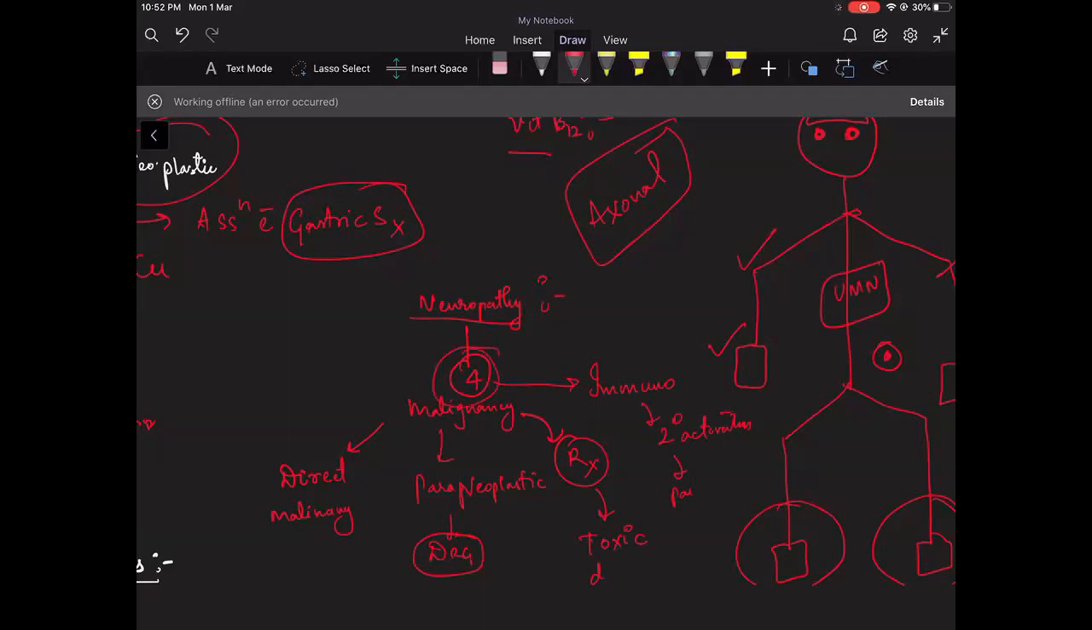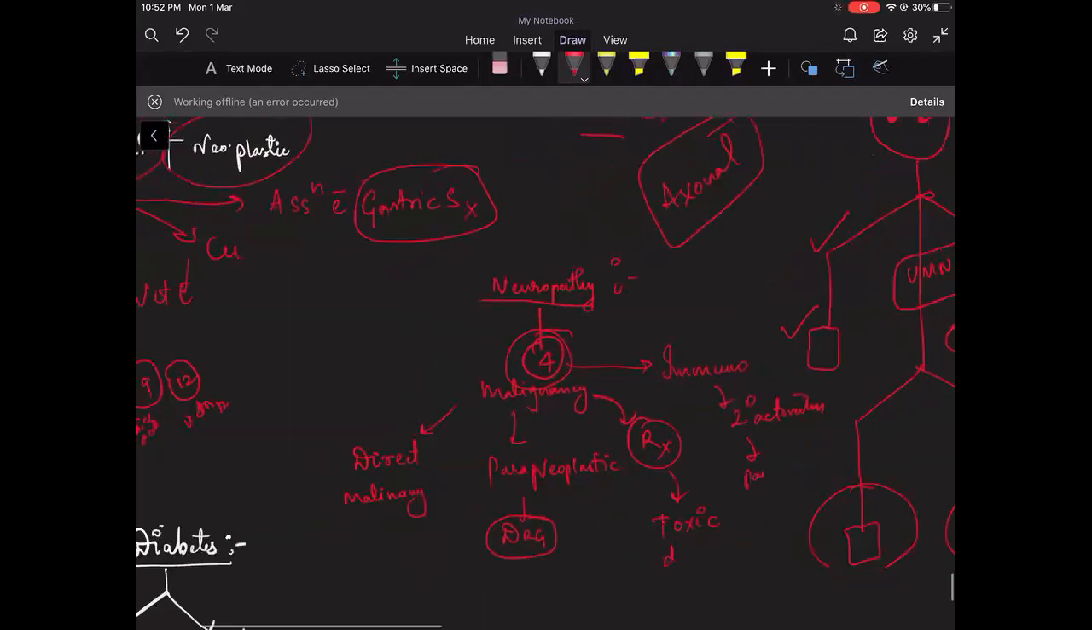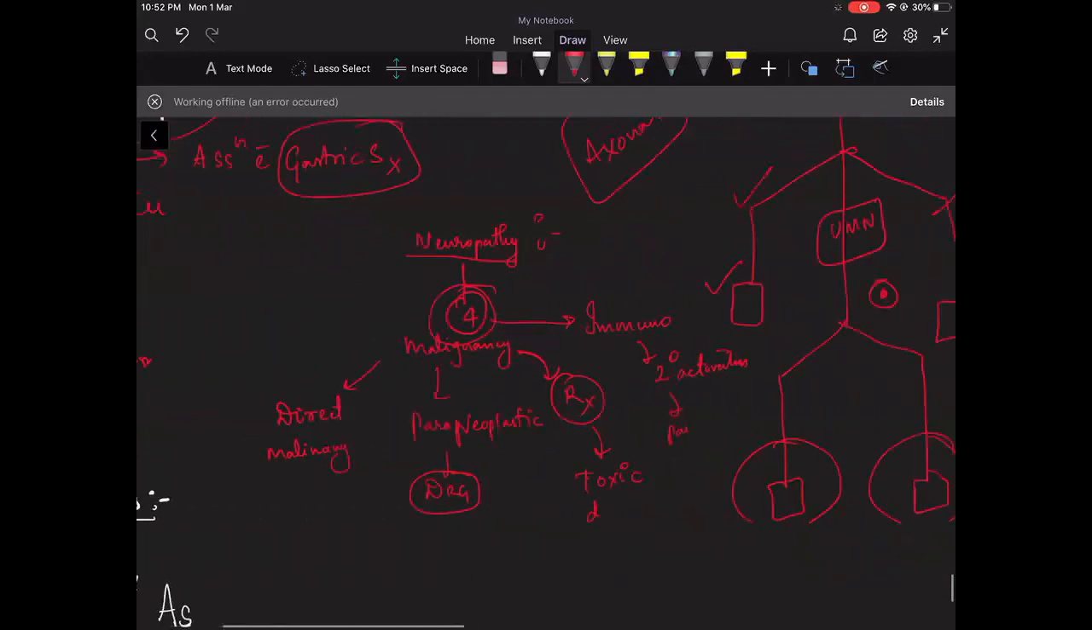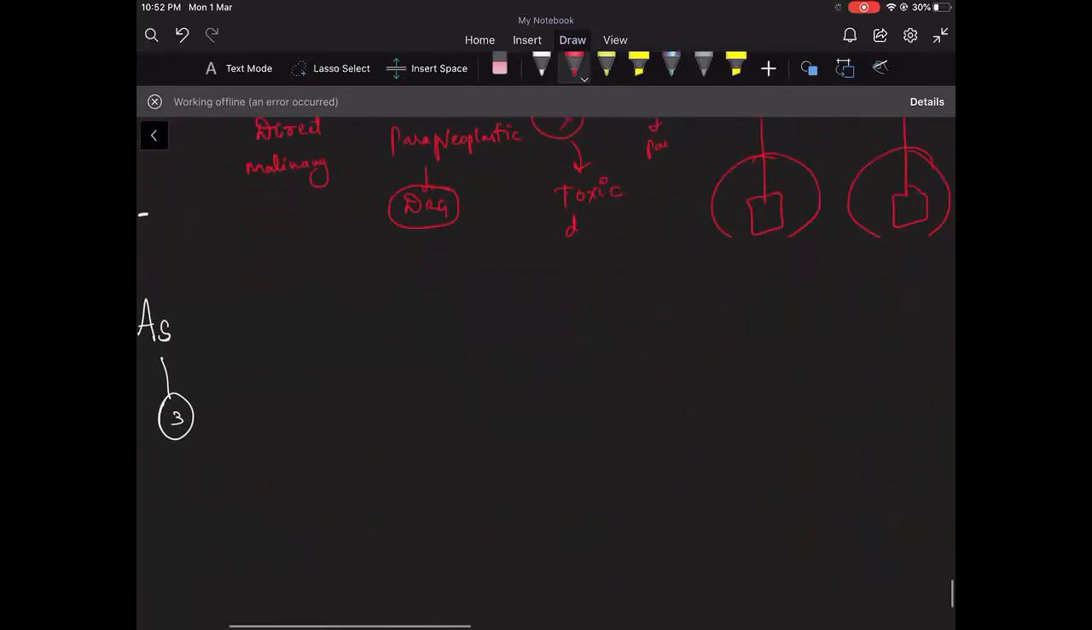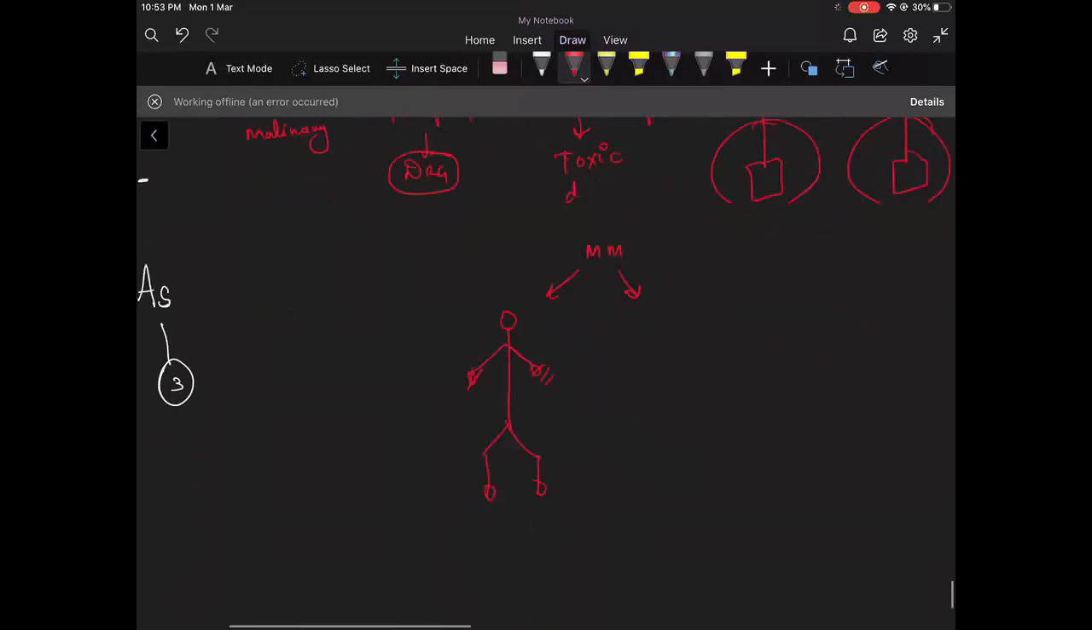And important malignancies like multiple myeloma, which we should know, the patient can have a predominant distal sensory and motor involvement. This variant we can also see in multiple myeloma.